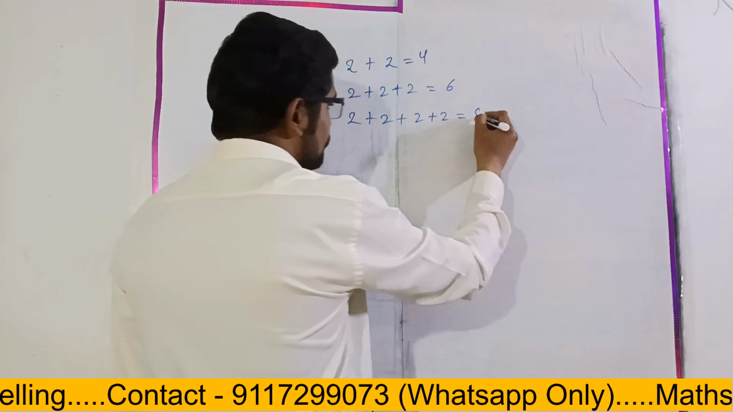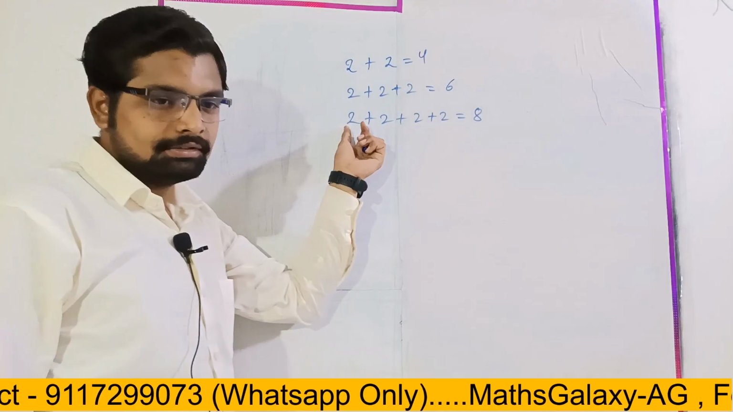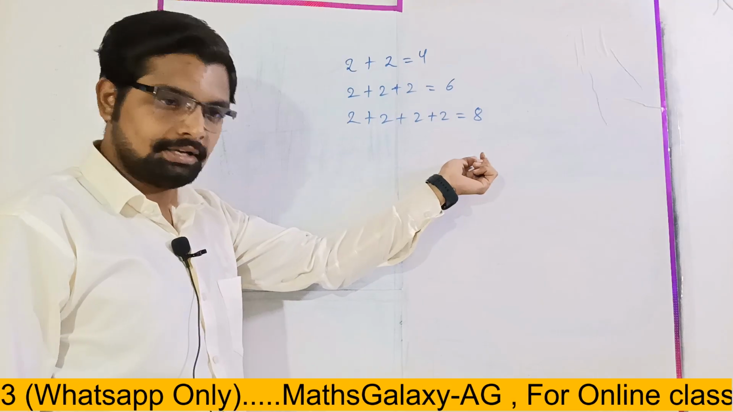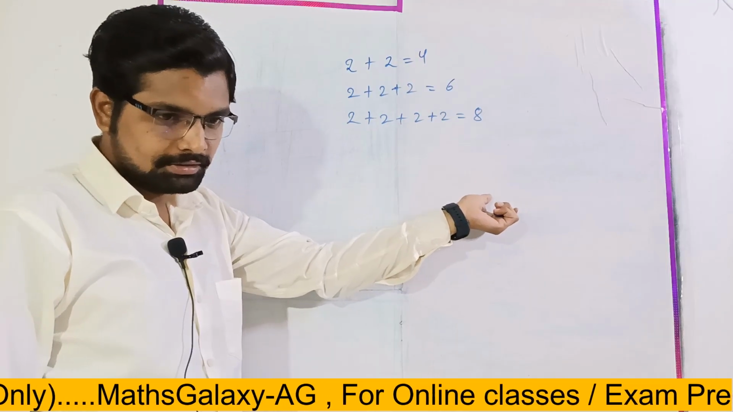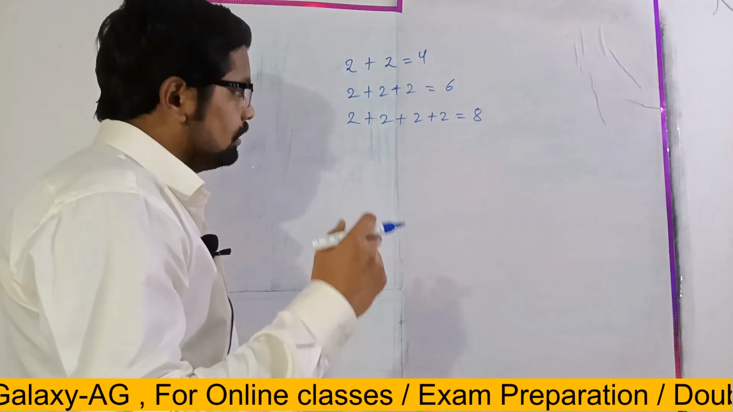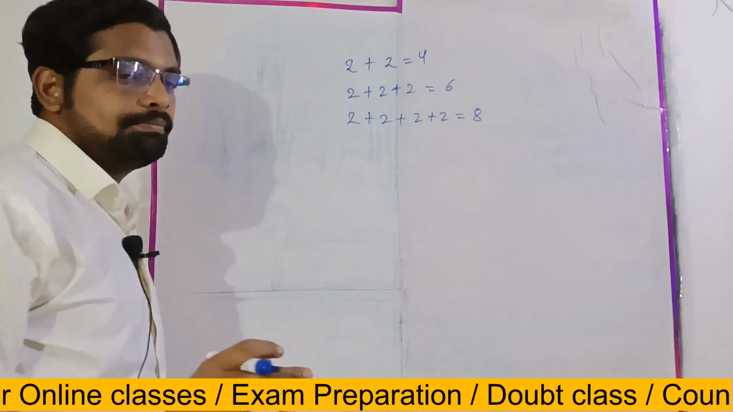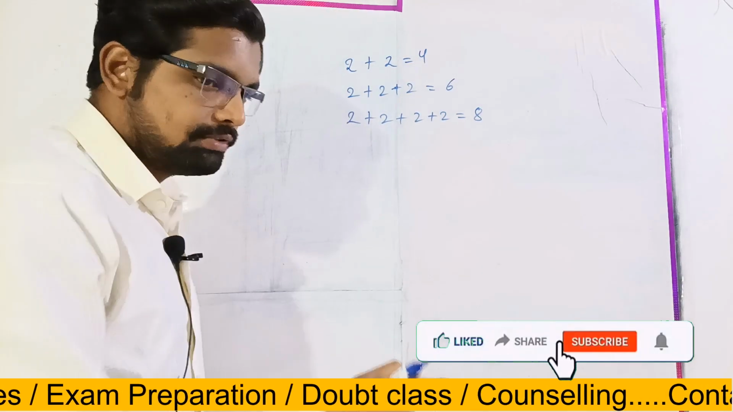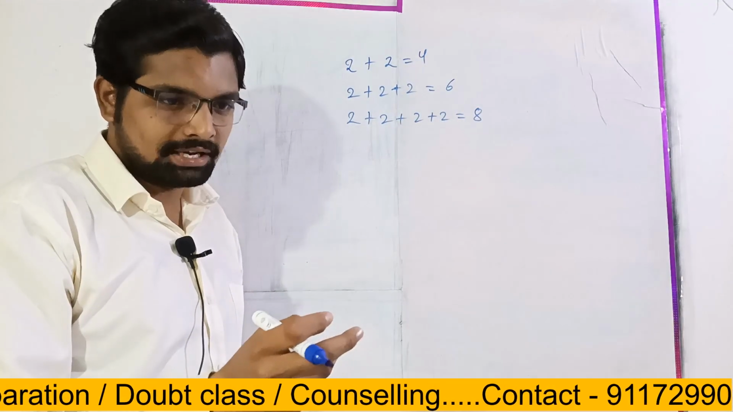8. Okay. Now, as you can see here, I write a number again and again with the addition sign, so this is known as repeated addition, right? And I think you have already learnt that multiplication is also known as repeated addition, right? So we can write all these in the multiplication form also, right?